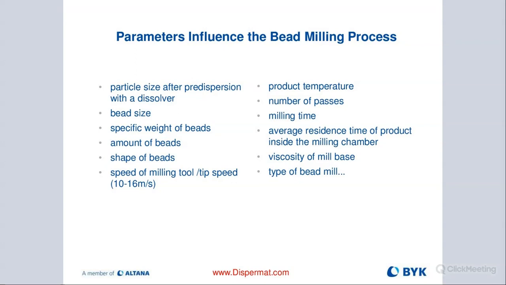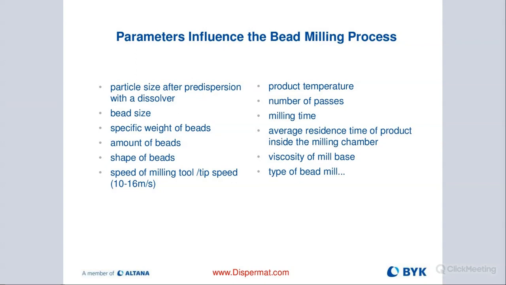Then obviously the number of passes, either through my milling chamber or my basket mill, will influence the speed of my milling as well as the final particle size, milling time, the residence time of my product inside of a milling chamber. If I pump it through really fast, it's not going to be in contact with the beads for so long. So basically, the longer it stays in the milling chamber, the more milling action I get, and the smaller my particles will become eventually.